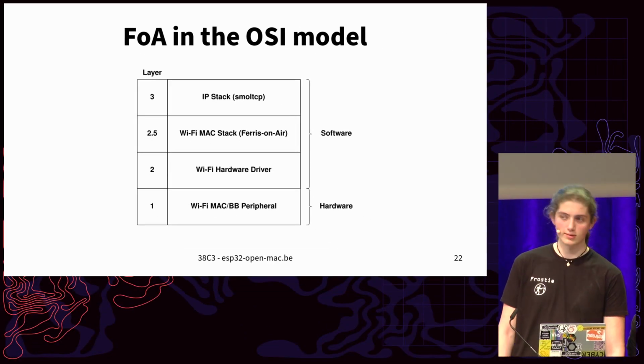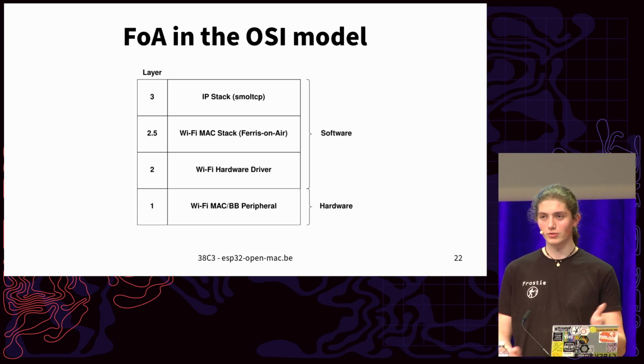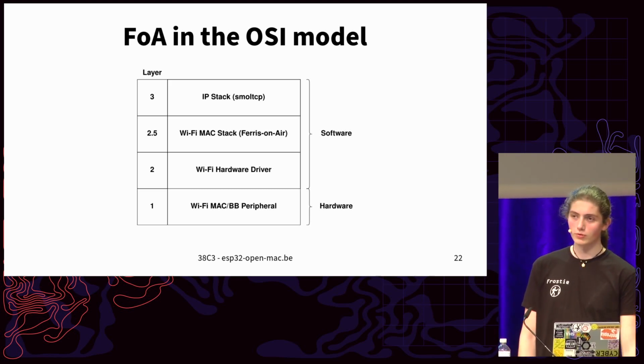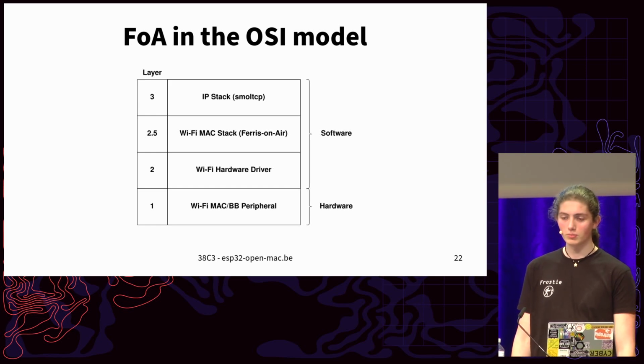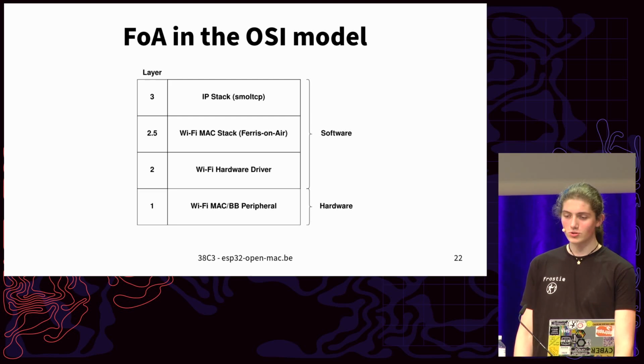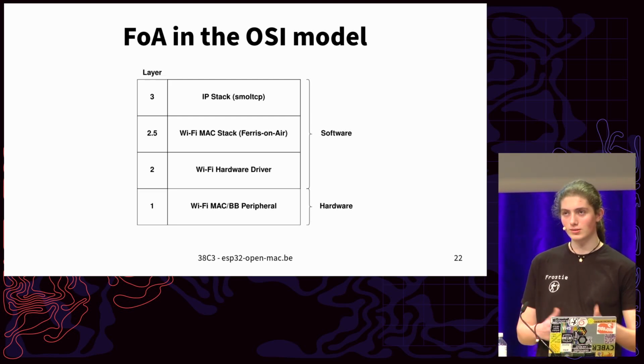It has a rather simple API. You can just tell it to transmit a frame, give it certain parameters, and it will just go and do that and wait for an ACK. And for receiving, there's also a similar API. And above that, on layer 2.5, there would be FOA, which then directly talks to the hardware driver and handles certain tasks of the upper MAC.